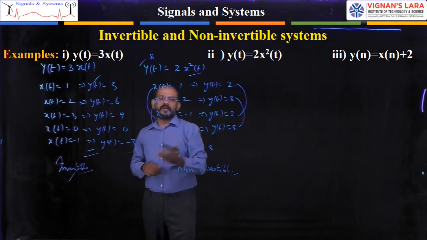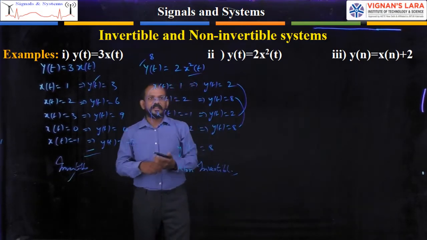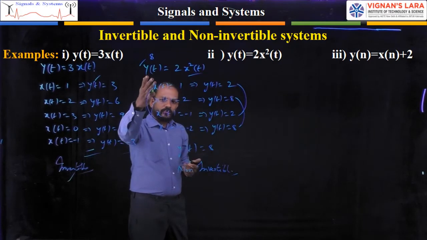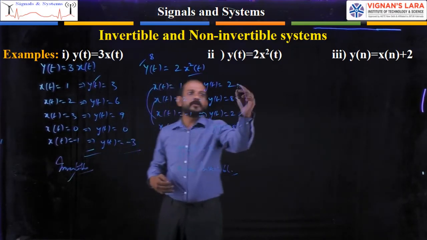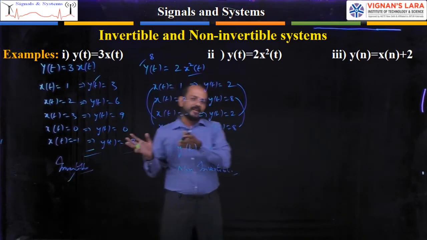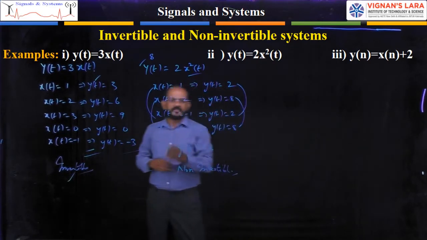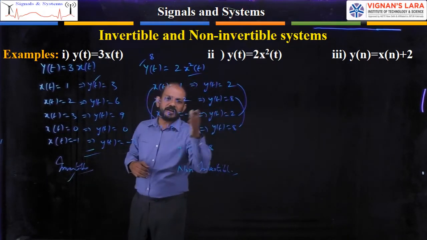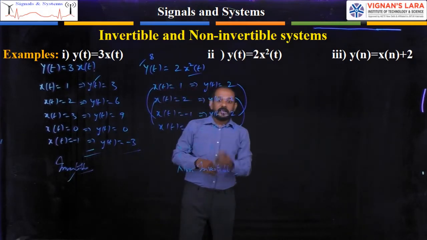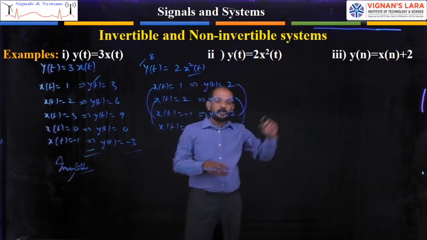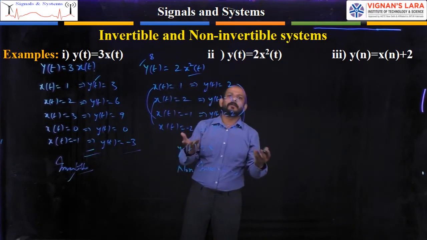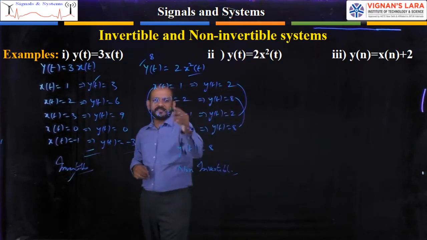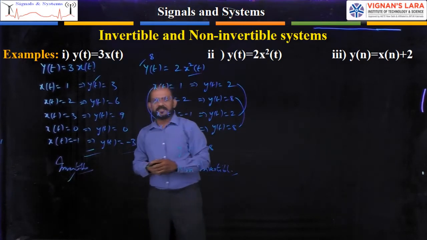So I will go for the second one. The second one, y of t for different inputs, gives the same output. That is, there is a many to one mapping. That is, there is no unique relationship between input and output. The input does not appear at the output, or if you know the output, I can't get the exact input. Hence, the system is a non-invertible system.